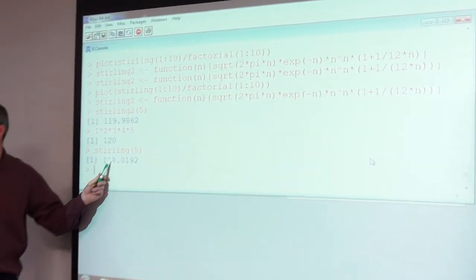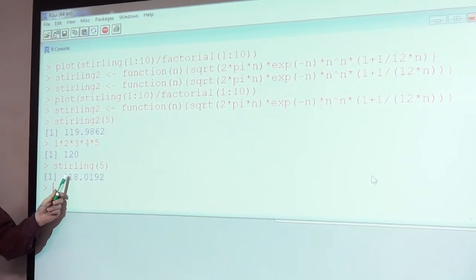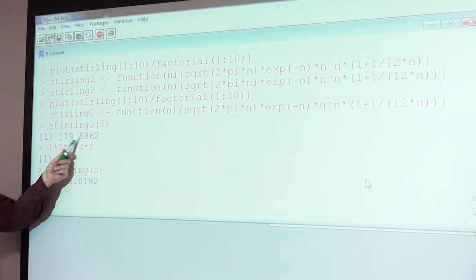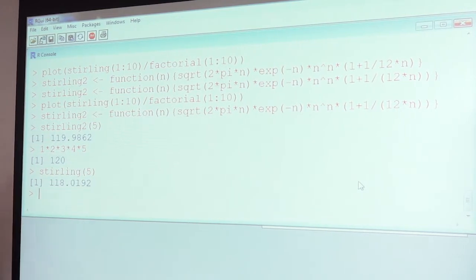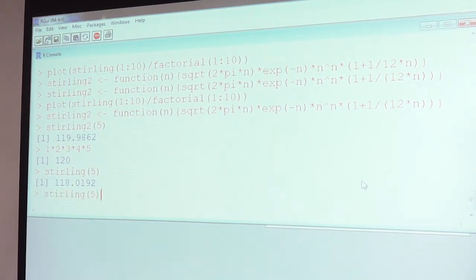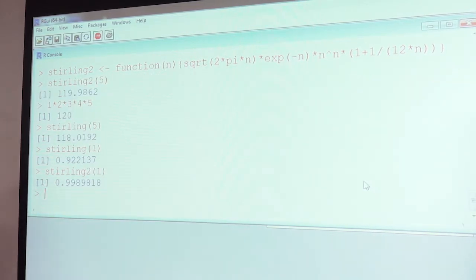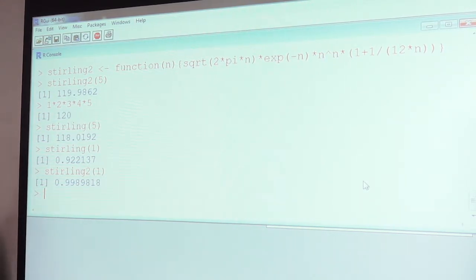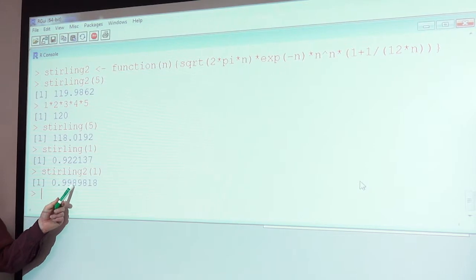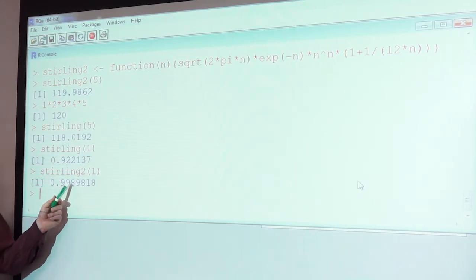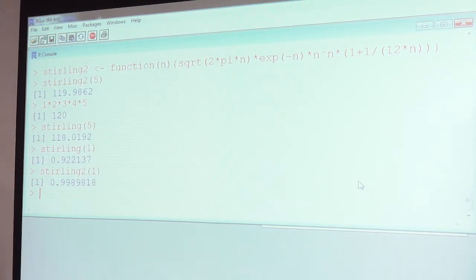So it's almost 2 units short. So it's about 2% low, whereas this is 0.02%. It's pretty good. What about Stirling of 1? We know the answer is 1. What about the second series? Even for the smallest value that makes sense in this context, it's only slightly more than 0.1% under predicting.